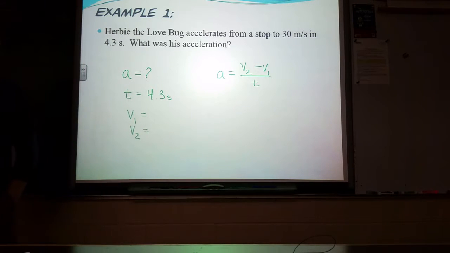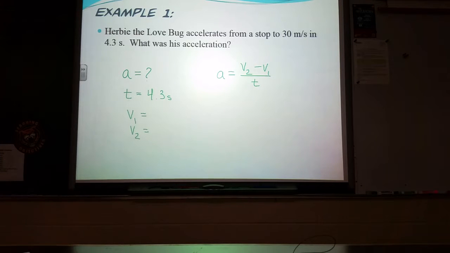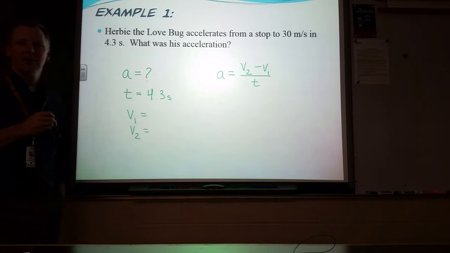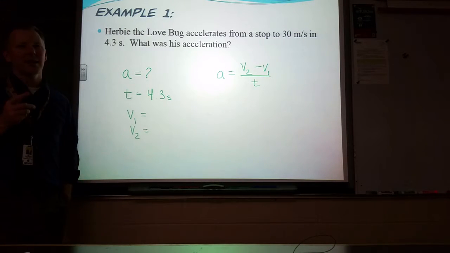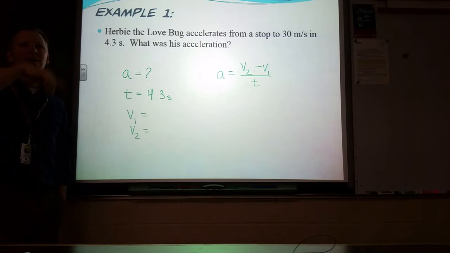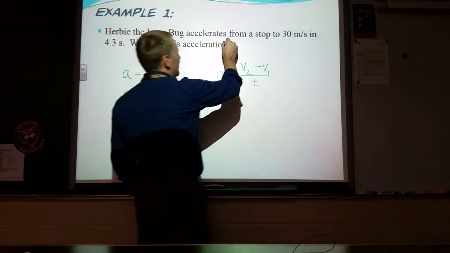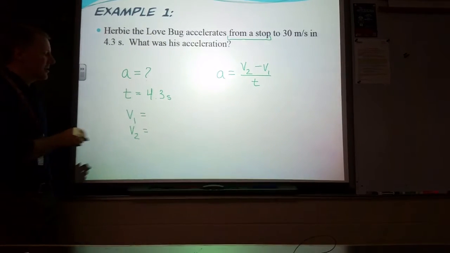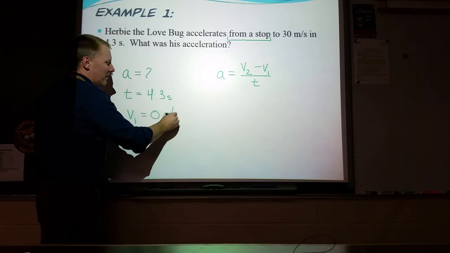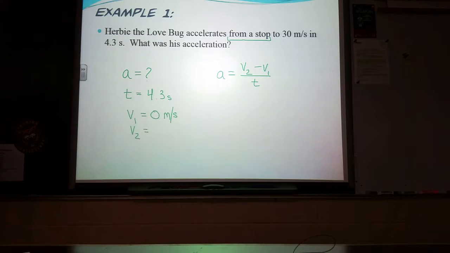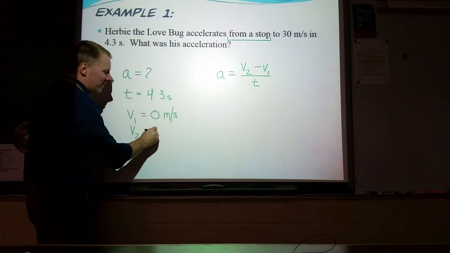Sometimes V1 will be greater than V2, and sometimes V1 will be less than V2. And it's important that we keep them straight. What is V1? What speed does Herbie start at here? Oh, nothing. Okay, how do you know? Because he accelerates. He accelerates, that doesn't mean from zero. From a stop. These are the keywords that verify that, yep, he starts at zero. It's important that we understand why. And then he goes to the second velocity, which is 30 meters per second.